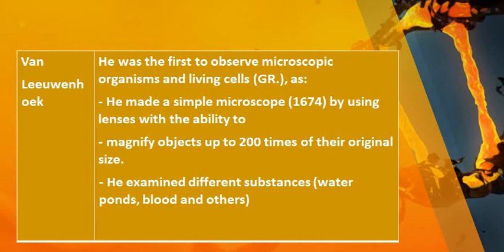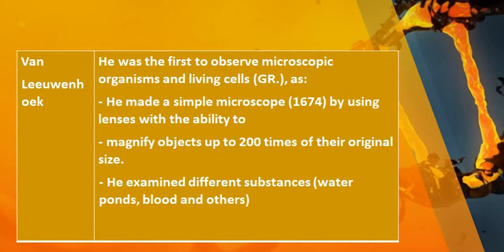The second one is called Van Leeuwenhoek, the second scientist, or the first one who observed microscopic living organisms. He made a simple microscope using lenses, magnifying the object up to 200 times. He used some samples like blood and bones. So he was the first one who discovered microorganisms like amoeba, euglena, paramecia, and so on. Okay, he is the first one who discovered that.